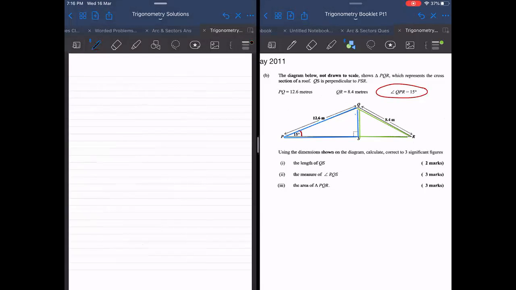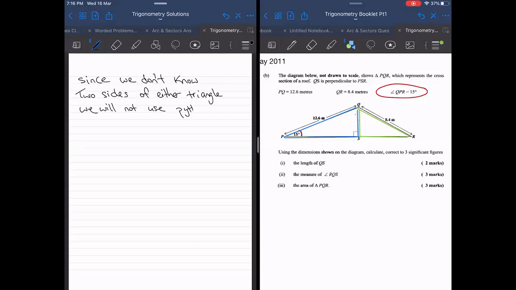I'm going to come back to this page, but just for those persons who made notes: since we don't know 2 sides of either triangle, we will not use Pythagoras' theorem.